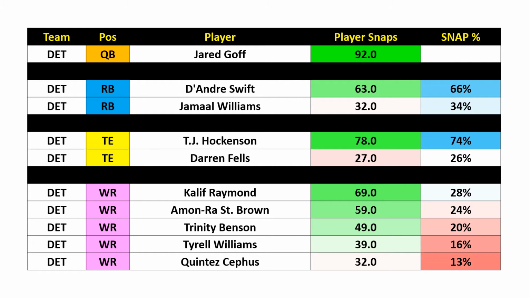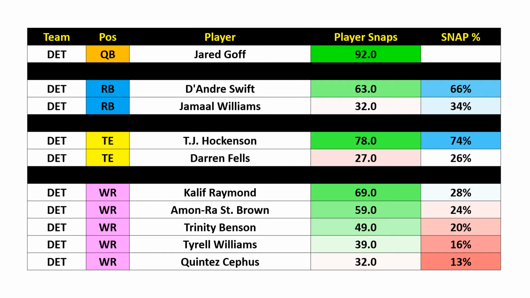Khalif Raymond, he is the number 1. Amon-Ra, number 2. I thought everybody was thinking Terrell Williams and Cephas. Boy, that's a mixed up deal. Look at that. 13-28. It's almost a 5-way split here in some of the ways. You're going to have to wait to see where this sifts out right now.